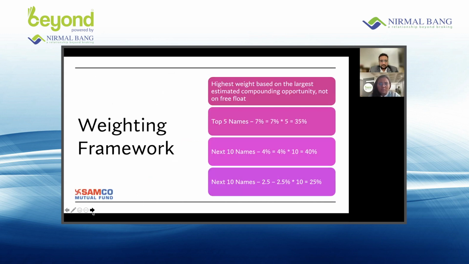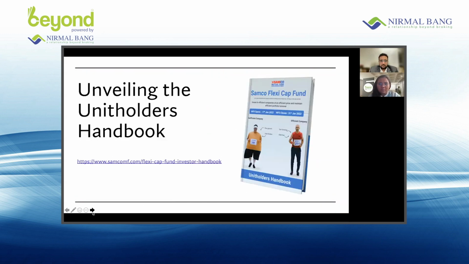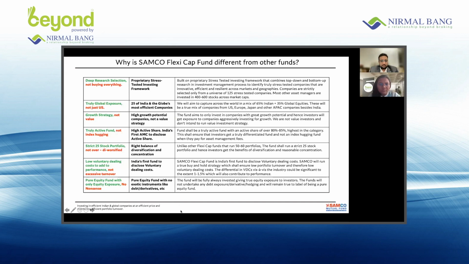Actually, I think there is one question in the chat box about the cap bias. Yes, I will take it forward. As far as the cap bias is concerned, it's a true flexi cap in the truest sense. So broadly about 40-45% will be large caps, 40-45% will be mid caps, and about 5 to 10% odd will be small caps.